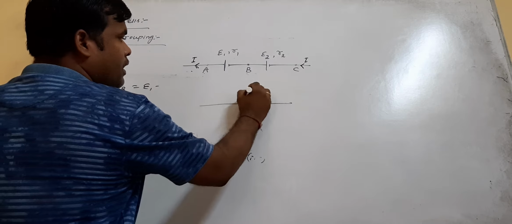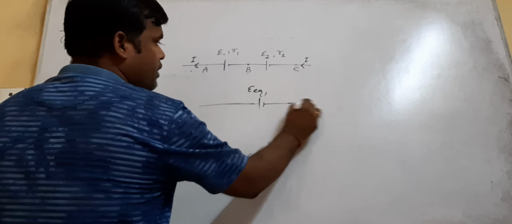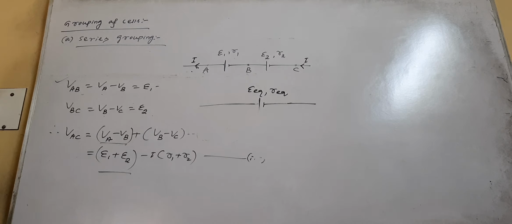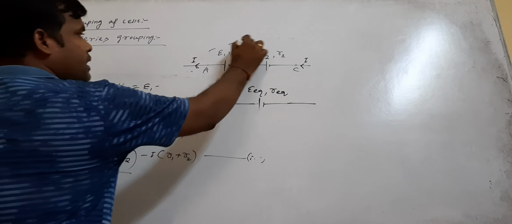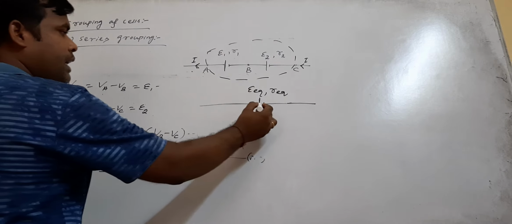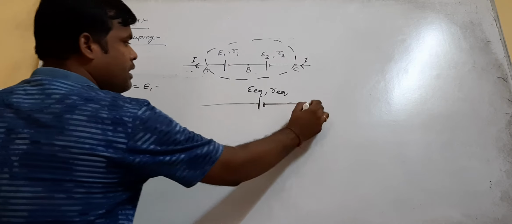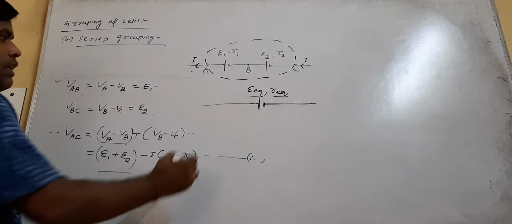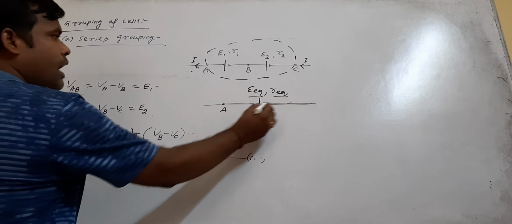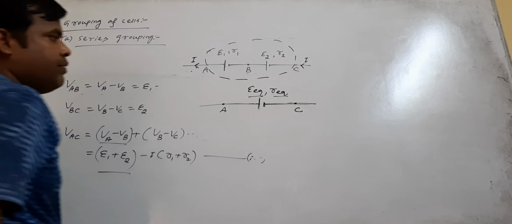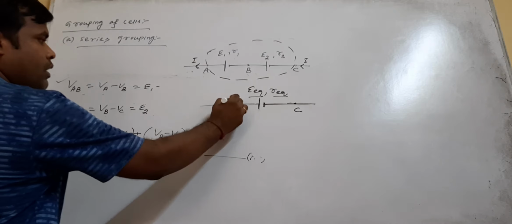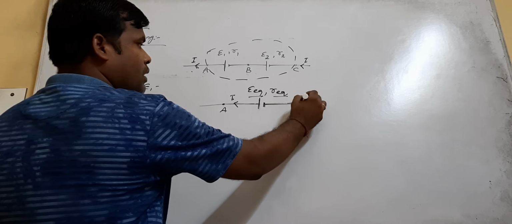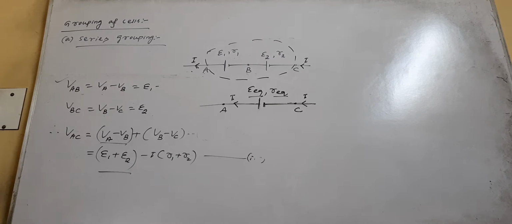So now you consider another cell with equivalent EMF EEQ and internal resistance REQ. Here I replace this combination by a cell whose EMF is EEQ and internal resistance is REQ. This point you see it is A and this point you see it is C. From A, what is the current coming? I, and to this point C, what is the current going? That is I.